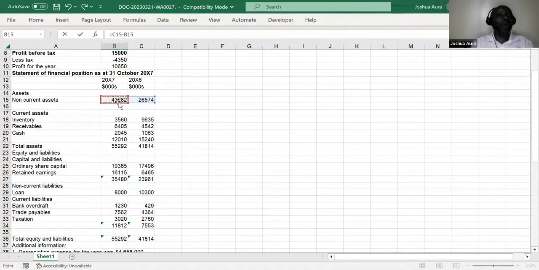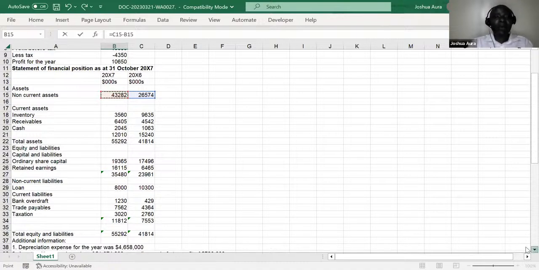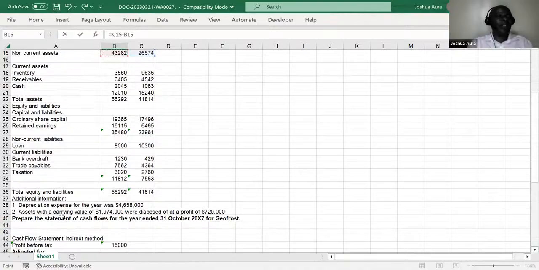For example, in these non-current assets, we had some assets that were sold in the year. So I should be able to go and remember how much these assets were worth. Assets with a carrying value of 1974,000 were disposed of at a profit of 720. So here, remember, I'm not crediting with the sales proceeds. I'm going to credit the PPE account with the carrying value. Crediting means what? Here, subtraction. So I can't pick this figure in Excel. I'll be forced to come here and say minus 1974.